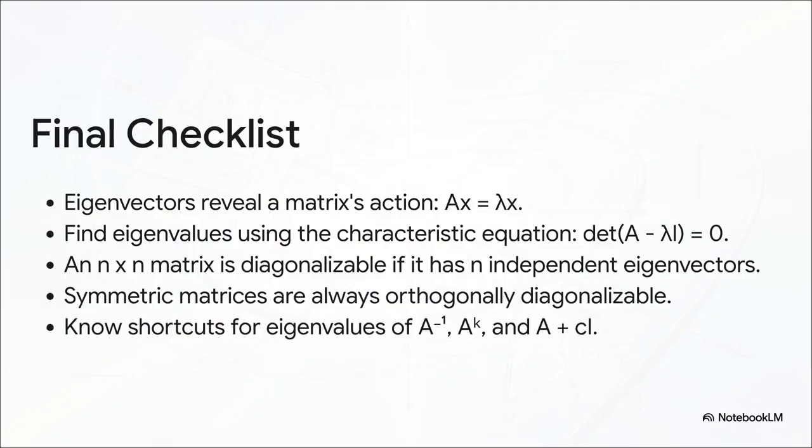So let's do a final review. Before you walk into that exam room, here's your checklist. Make sure you can nail the procedure for finding eigenvalues and eigenvectors. You have to understand that crucial condition for diagonalizability. And definitely remember the big shortcuts for related matrices, and especially for symmetric matrices.